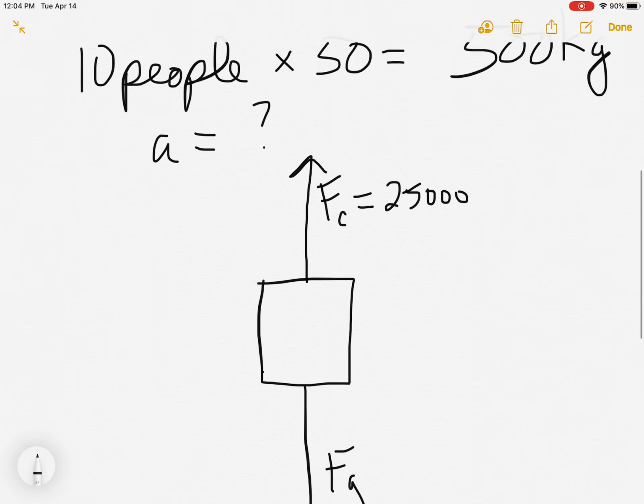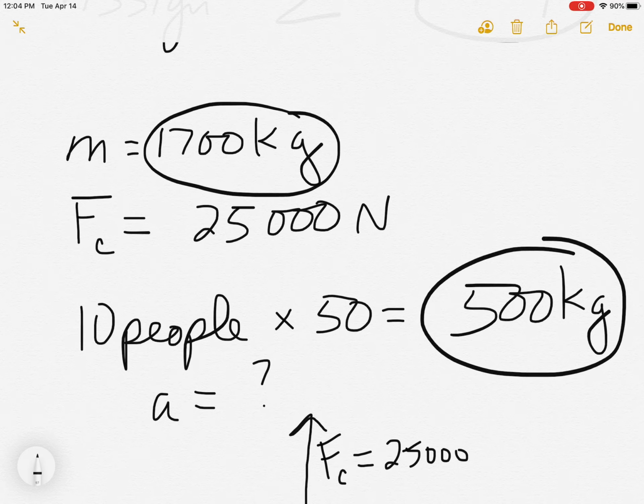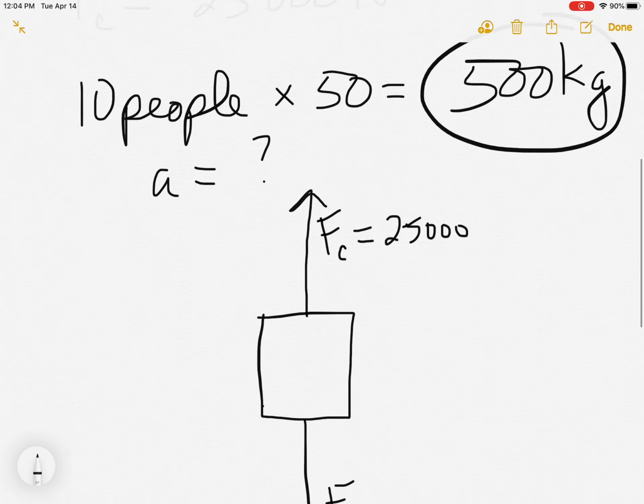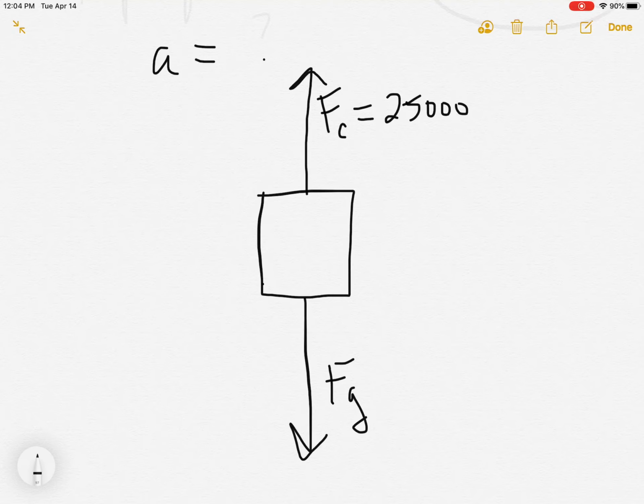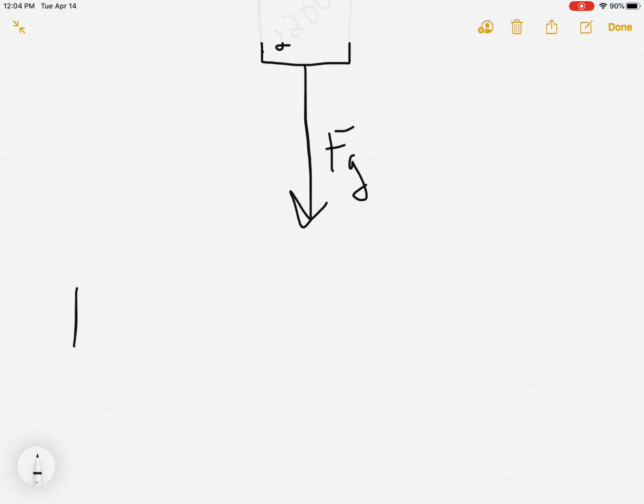Okay. Now, what's the mass? Well, if we go back, we have two masses. We have 1,700 kilograms for the elevator, but also 500 for the people. So we'd have to add that together, right? So 2,200 kilograms is the mass of this elevator. So I'll squeeze that in here. 2,200 kilograms.